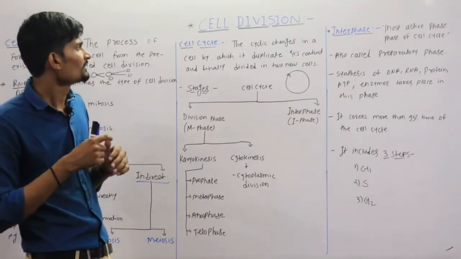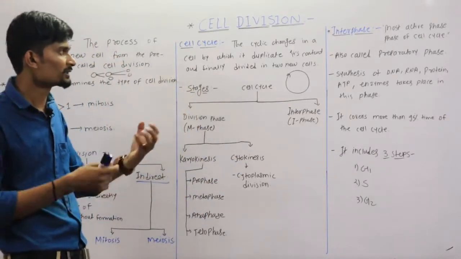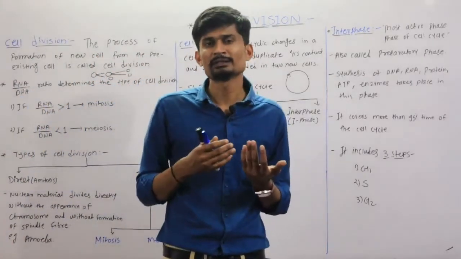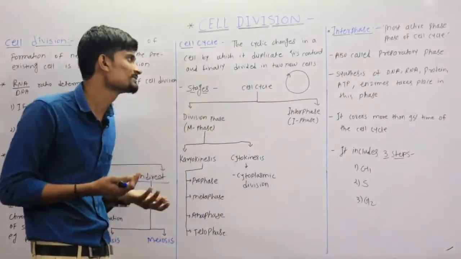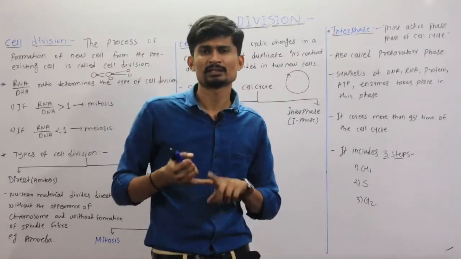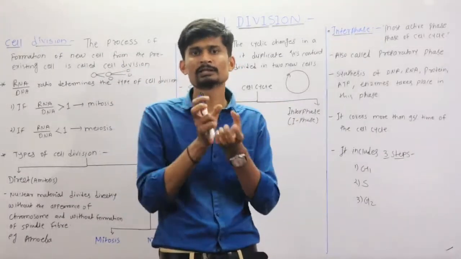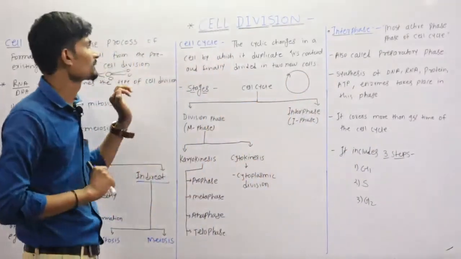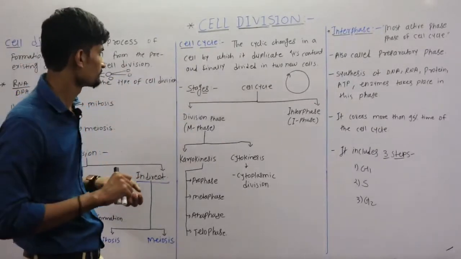Cell cycle means the cyclical changes in a cell by which it duplicates its contents. Duplicate means to double. So it doubles its content, mainly the DNA, the genetic material, and the cell organelles also get doubled, and due to this doubling there is formation of two separate cells. That is the simple definition of the cell cycle.